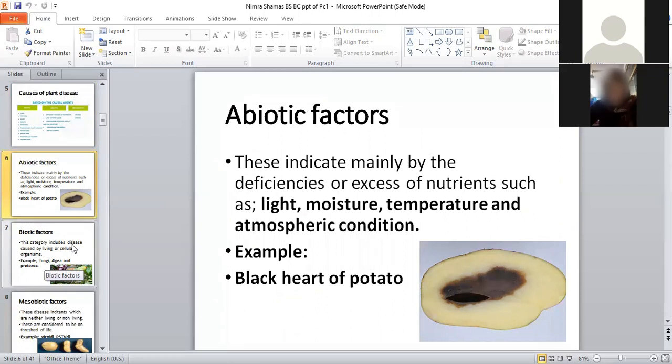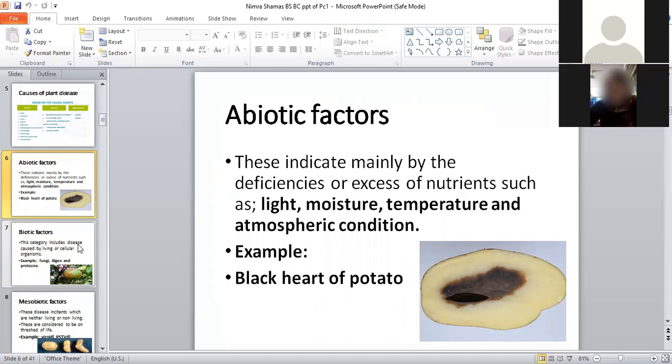So this is also because of light, moisture, temperature, and atmospheric condition. An example of an abiotic disease is the black heart of potato. This is the major example of an abiotic disease. We know that black heart of potato is because of temperature, like the oxygen relation.